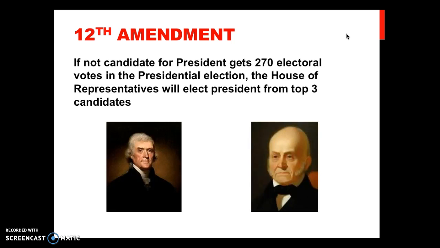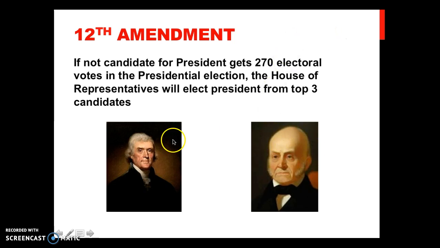12th Amendment, interesting amendment. So this basically says, in that electoral college process where today we have 538 electors, you all know you need 270 electoral votes to win. If that does not happen, it actually goes to the House of Representatives, who will elect the president from the top three candidates. So each of them will get one vote, and whoever gets a majority will win.